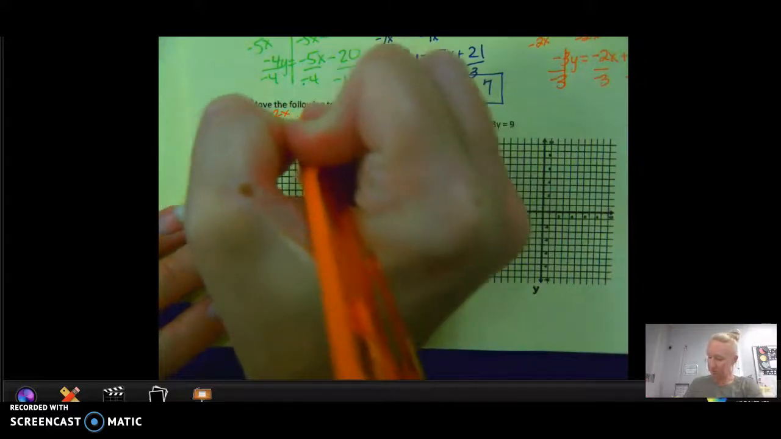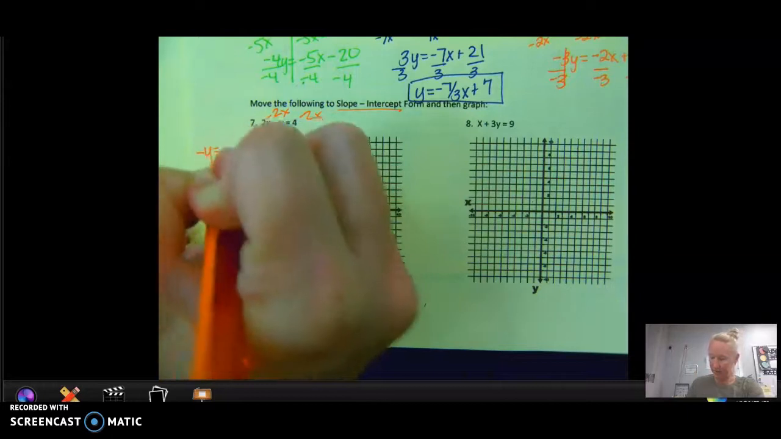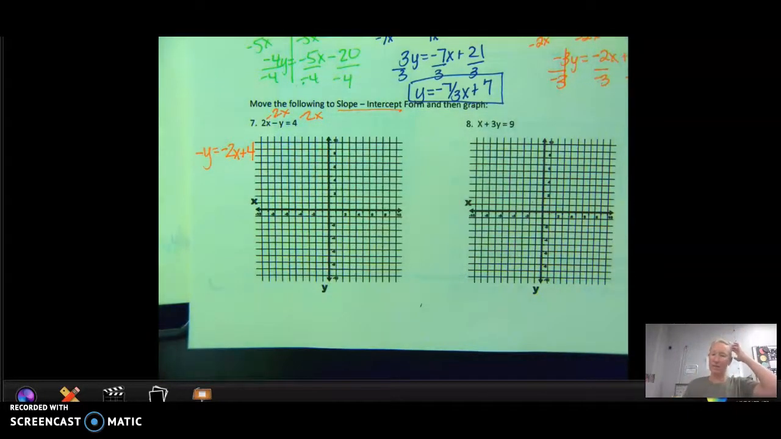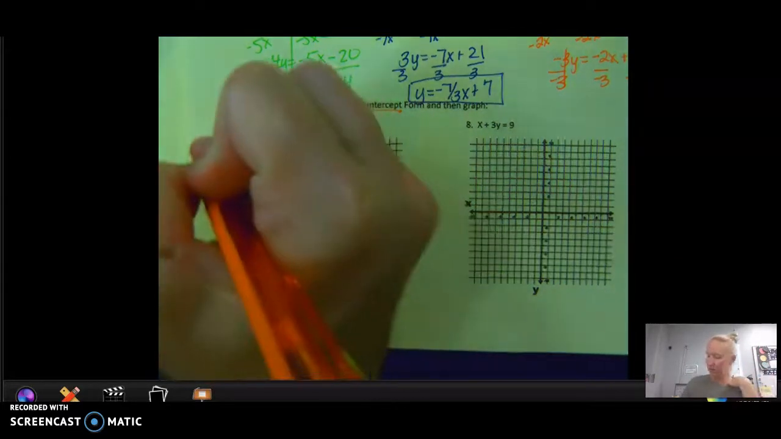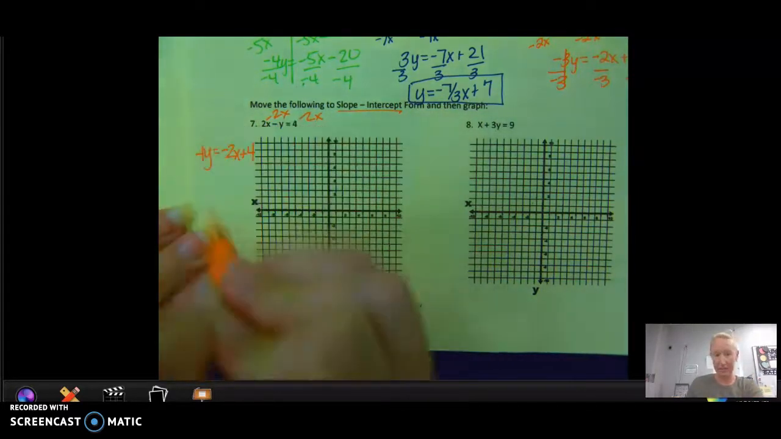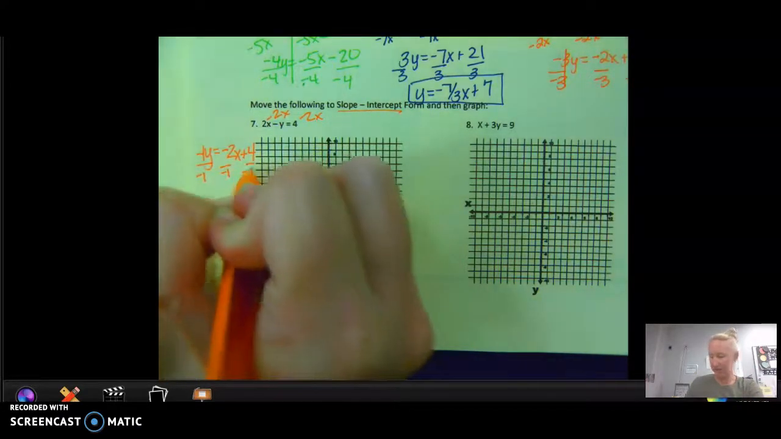So first thing here I'm going to subtract 2x from both sides. I get negative y equals negative 2x plus 4. Now, we want y to be by itself, and when I say we want y to be by itself, it also has to be a positive. So if you think about that, that's really a negative 1y. So to get rid of the negative 1y that's multiplying to y, I have to divide by negative 1 everywhere.